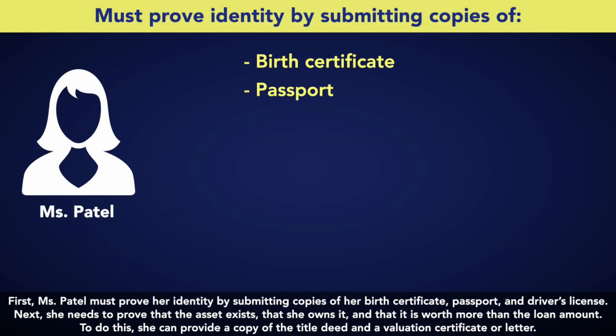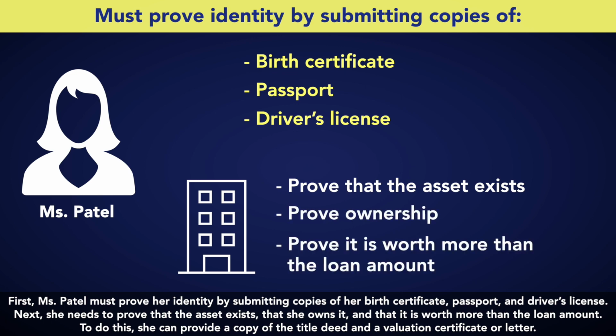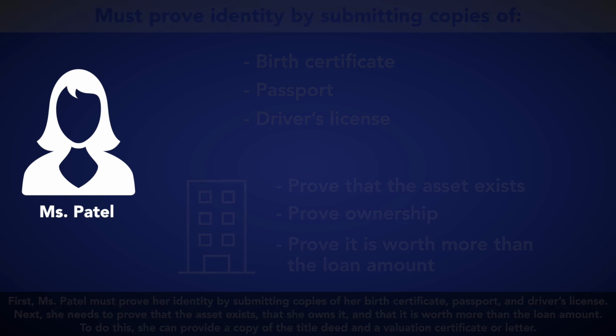First, Ms. Patel must prove her identity by submitting copies of her birth certificate, passport, and driver's license. Next, she needs to prove that the asset exists, that she owns it, and that it is worth more than the loan amount. To do this, she can provide a copy of the title deed and evaluation certificate or letter.